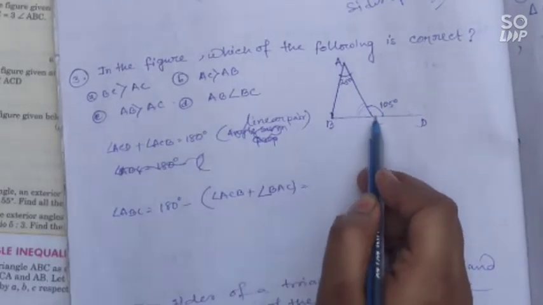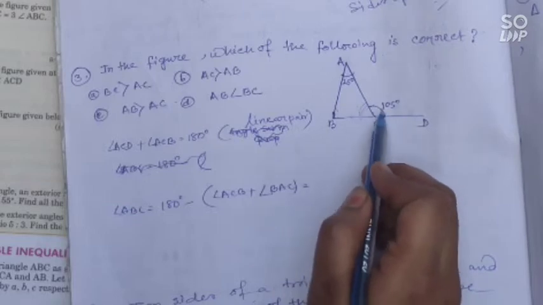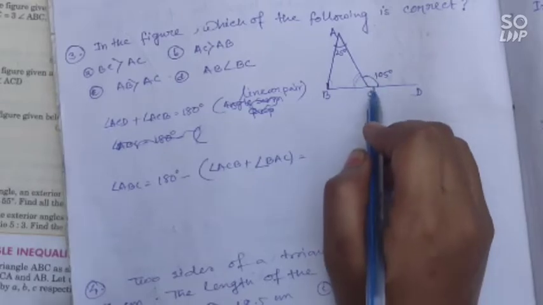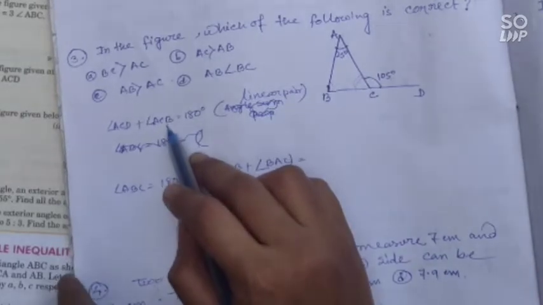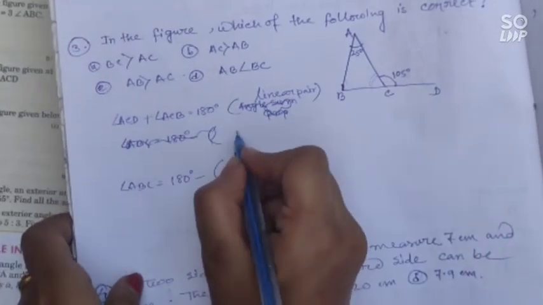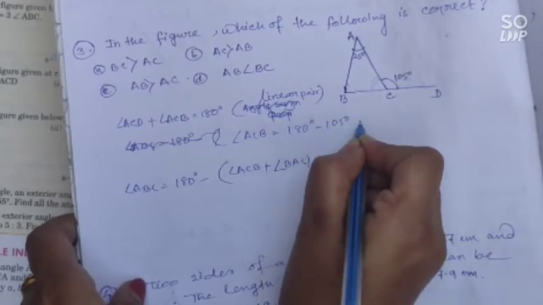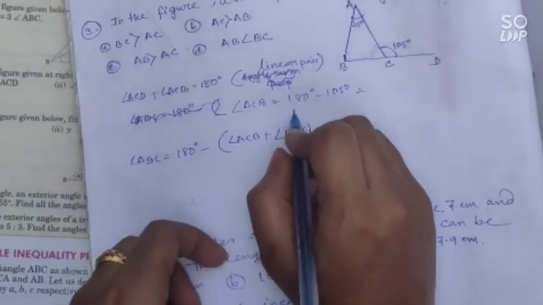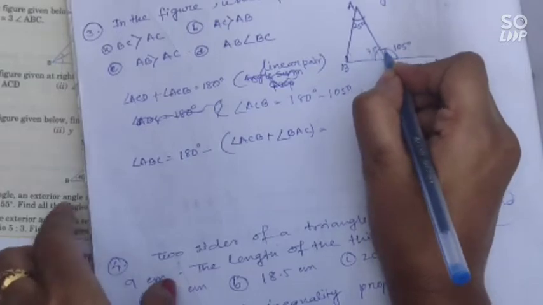You can see here this is a straight line, and by linear pair we can see that the sum of these two angles is 180 degrees. You know that in a linear pair the sum of two angles is 180 degrees. So angle ACD plus angle ACB equals 180 degrees by linear pair. So angle ACB equals 180 degrees minus 105 degrees. The measure of this angle is 105 degrees, as indicated in this figure. So 180 minus 105 degrees will be 75 degrees. This angle is 75 degrees.